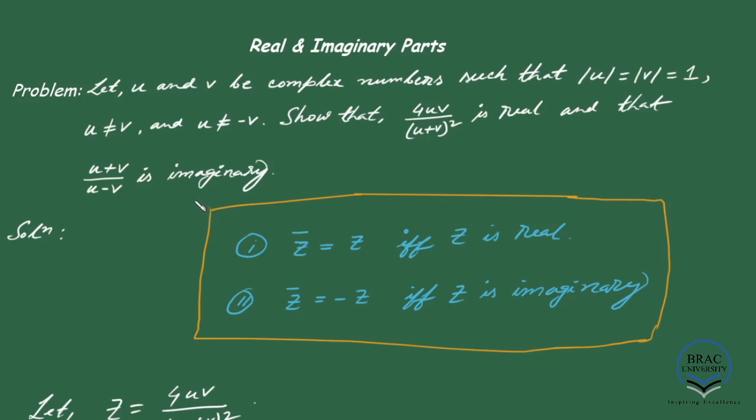And the way we can show that the number w is imaginary is if we take the conjugate of that number w, if it spits out a negative sign. Then we can infer that my number is imaginary. So let's go ahead and work it out.